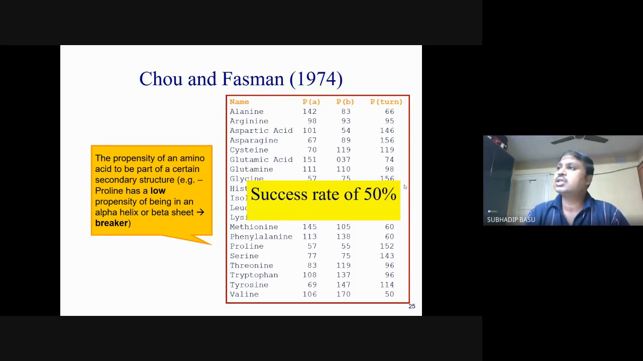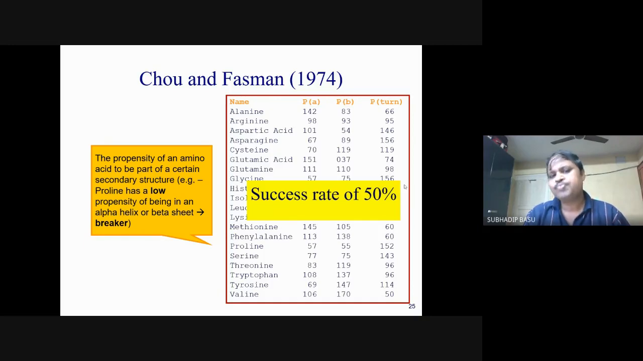Initially, the accuracy was not really good, but it was the first method to start on this. There have been a lot of advancements on the basis of the Chou-Fasman method, and a lot of approaches came later that were more advanced.